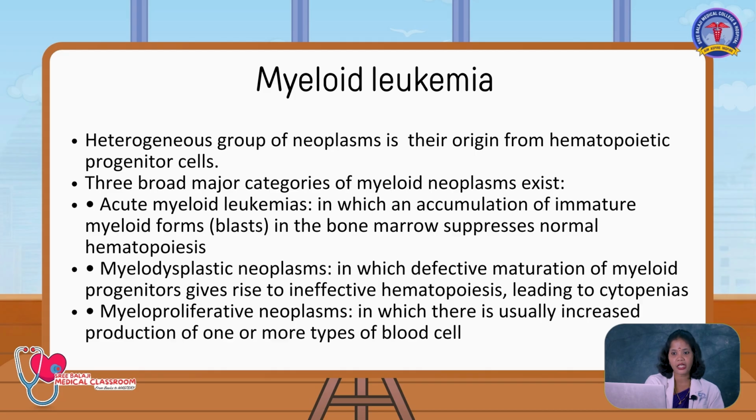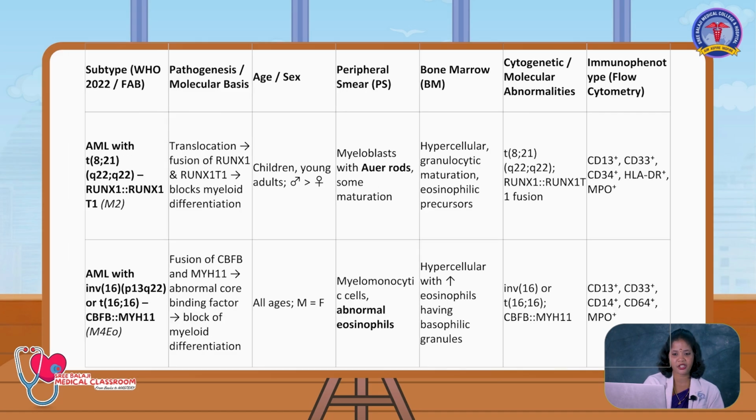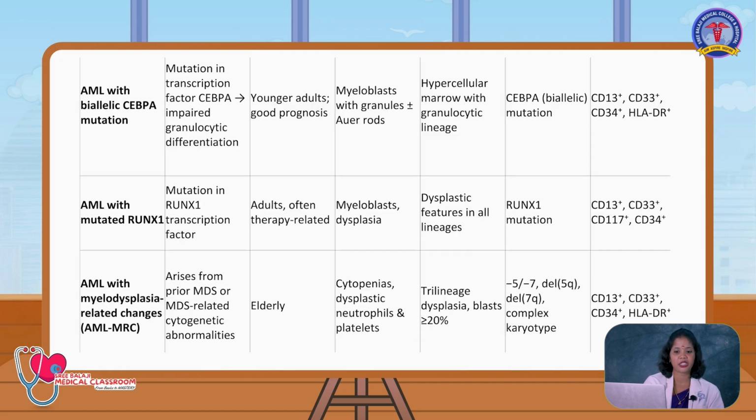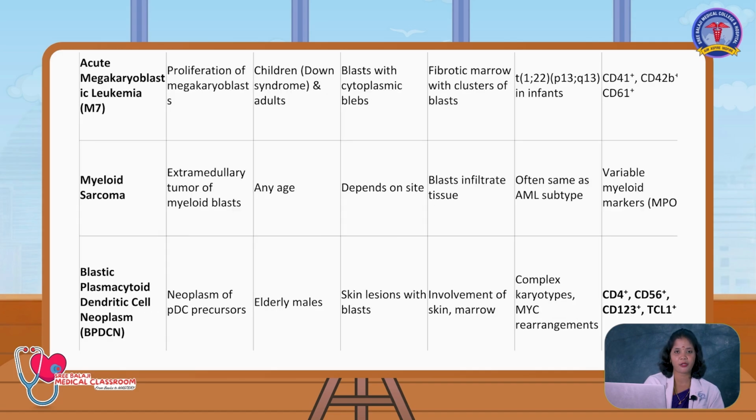Second, we are moving into myeloid leukemia, which is divided into acute myeloid leukemia, myelodysplastic neoplasm, and myeloproliferative neoplasm. In acute myeloid leukemia, this is the major subtype classification. The classification is divided into 2 types. One is AML with genetic aberrations, and the other is AML defined by differentiation: AML minimally differentiated, AML without maturation, AML with maturation, AML with myelomonocytic maturation, AML with monocytic maturation, AML with erythroid maturation, and AML with megakaryocytic maturation. These are graded according to the blast percentage and the cell predominance.